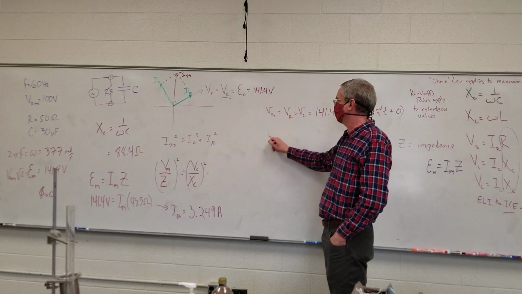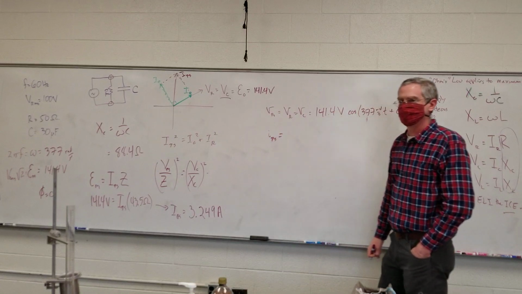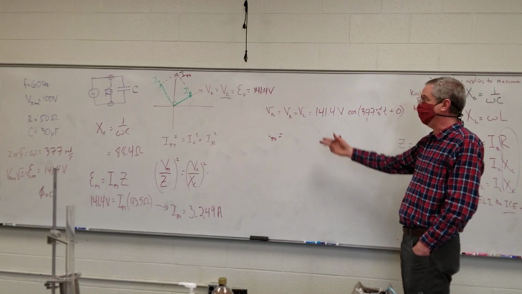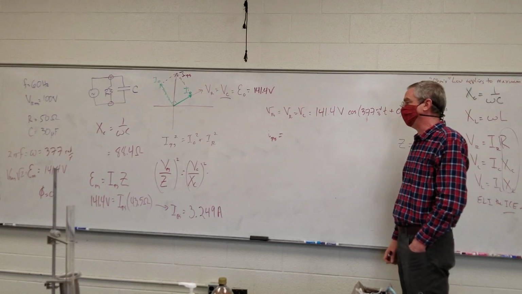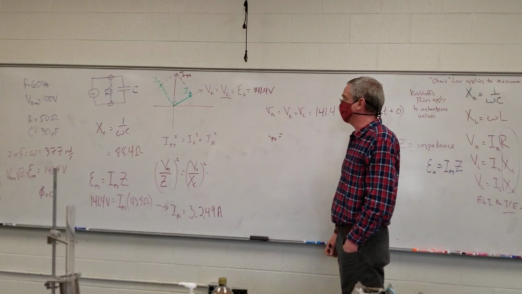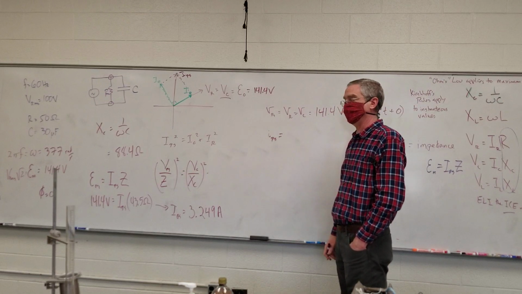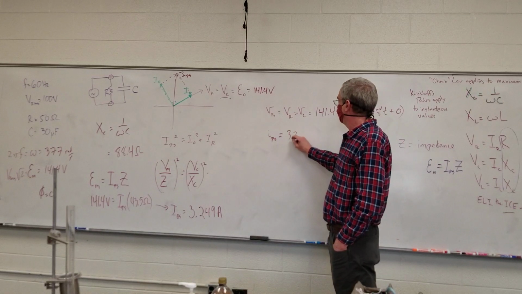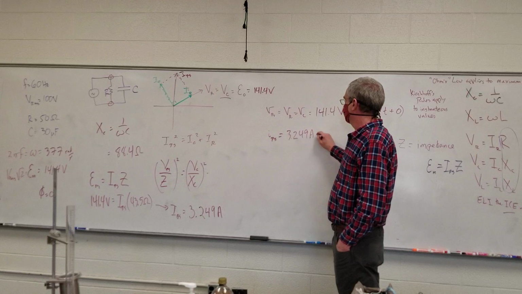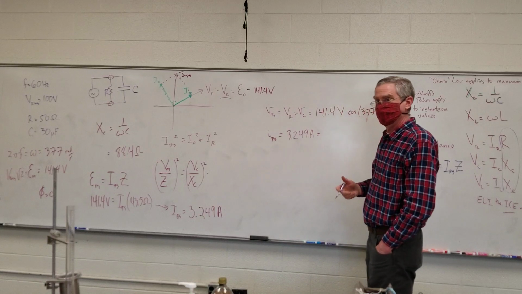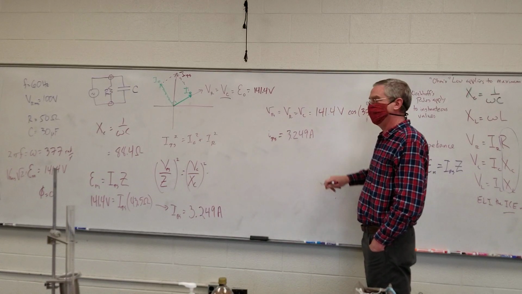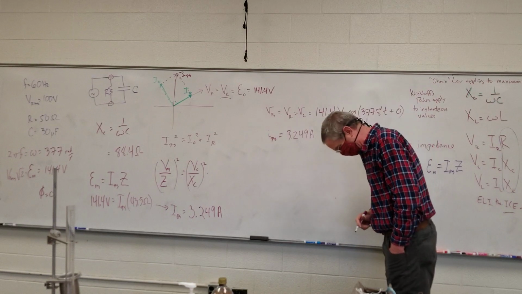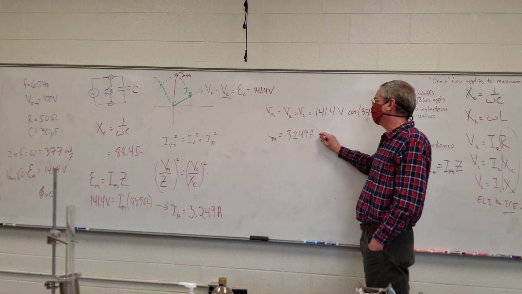Except I just recited the equation from the last problem. Hey, it still applies. All right, current from the power supply. We have all the information we need for that. Actually, we're missing a number, but we'll get to that in a moment. 3.249 amps. All right, what comes next?